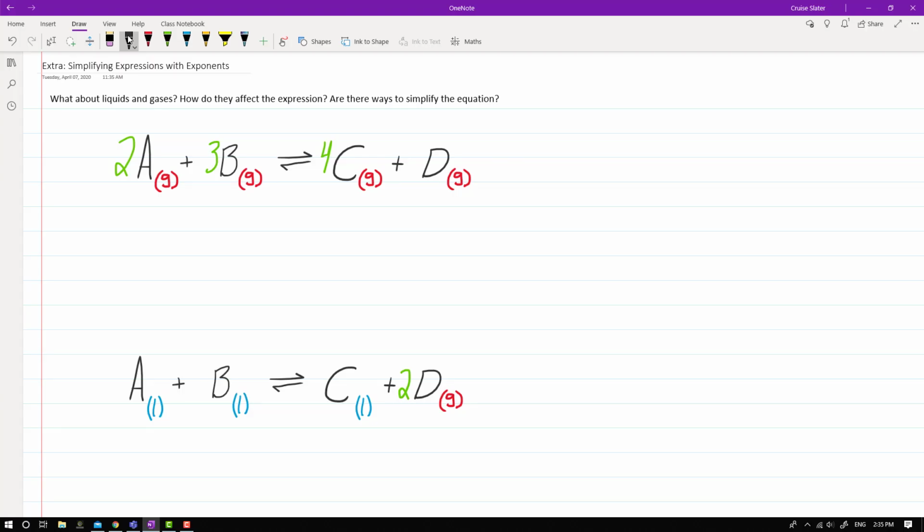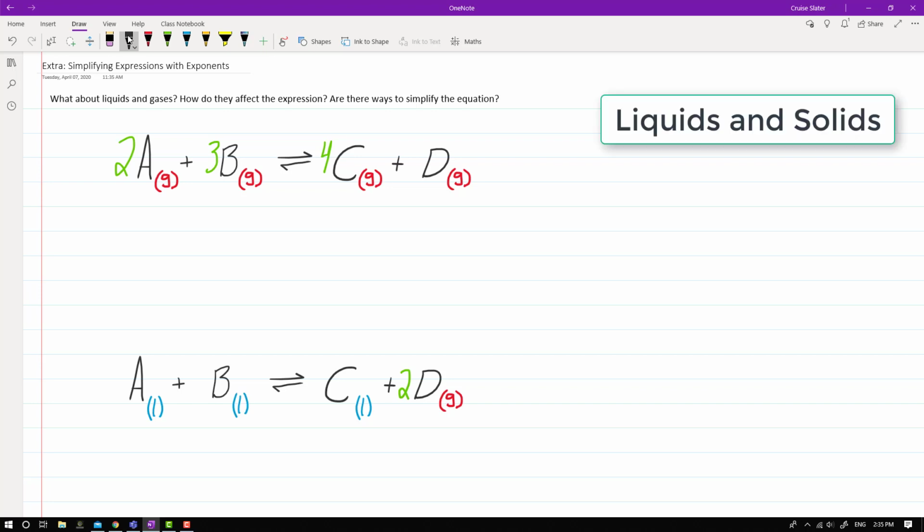Hello everyone, in this video we'll be looking at how to simplify expressions, especially when dealing with equilibrium expressions. So the questions that we have to look at here today are, what about liquids and gases? How do they interact with each other when they're in an equation? And I should have actually included solids on here as well.